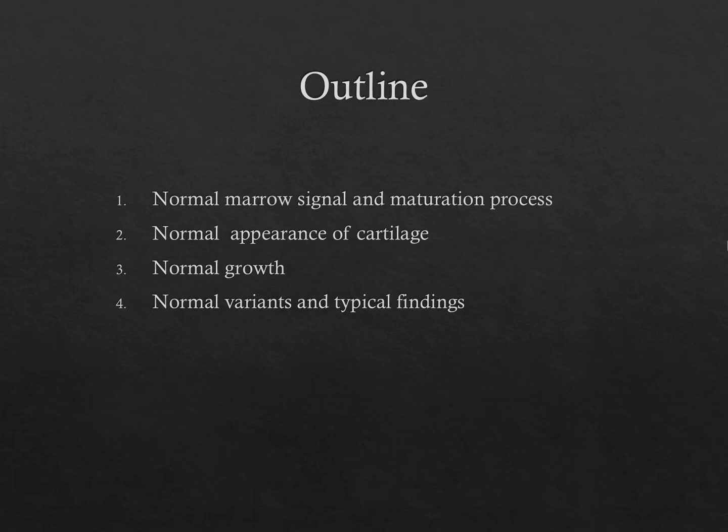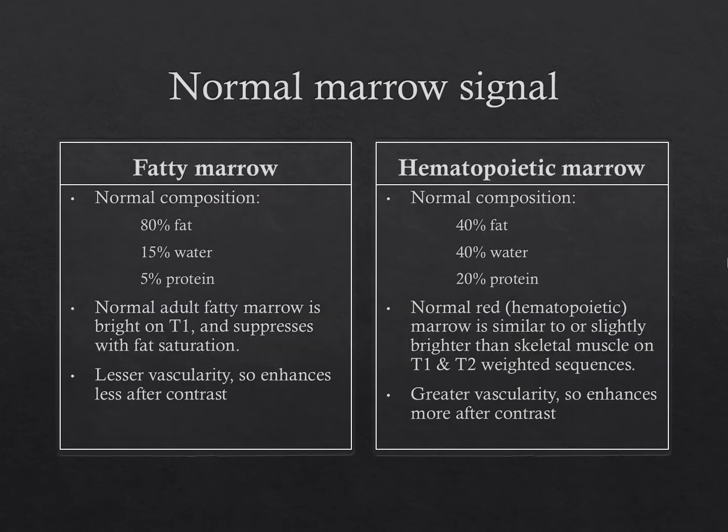We will begin by discussing normal marrow signal and maturation. Pediatric MR imaging can be challenging in the musculoskeletal system due to the differences based on patient age, so it is important to know the age of the patient that you're imaging. Here is a comparison of the two types of marrow. The normal fatty adult marrow is comprised of approximately 80% fat and therefore mostly follows fat signal, so is bright on T1 weighted images and suppresses with fat saturation techniques.